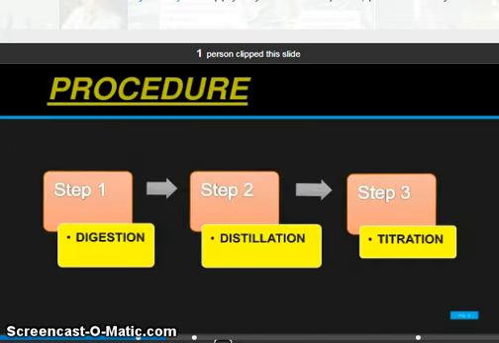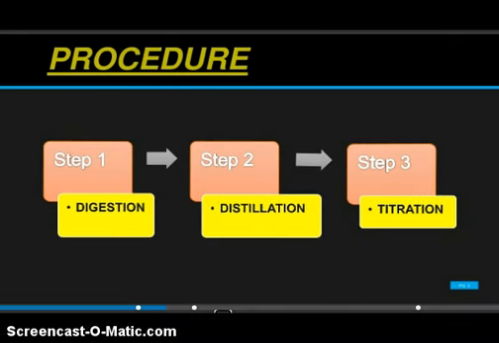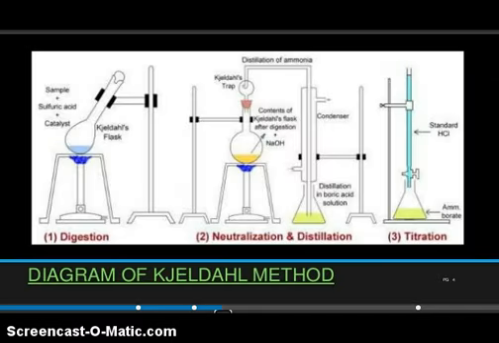Now, what is the procedure? The procedure is like that: step 1, digestion. Step 2, distillation. And step 3, titration. So DDT, just remember digestion, distillation and titration. Now you can see digestion: sample plus sulfuric acid plus catalyst, in a Kjeldahl flask.